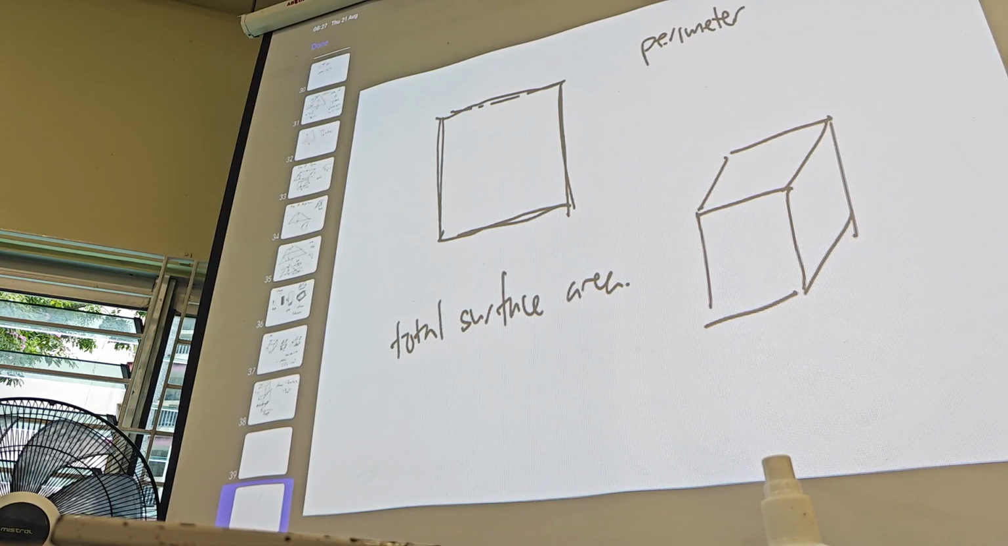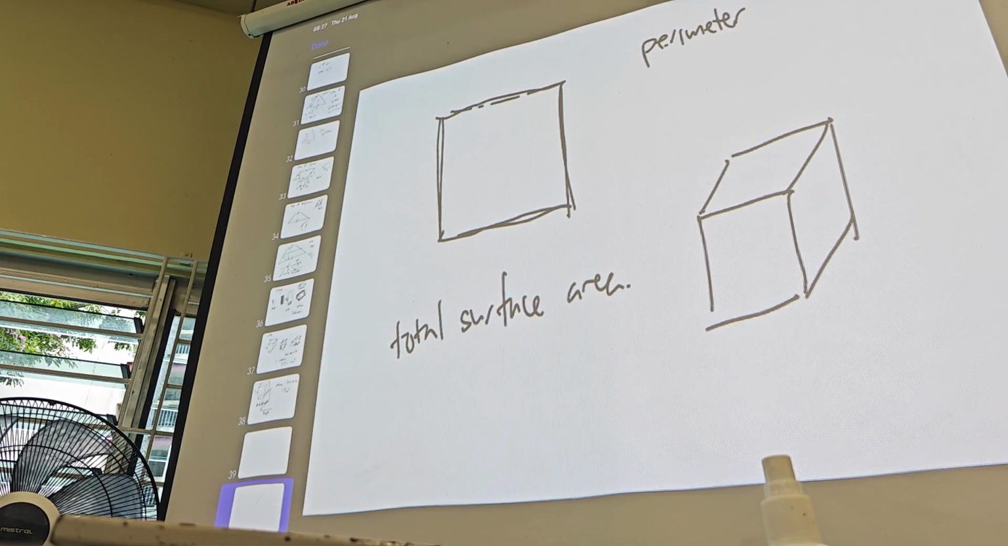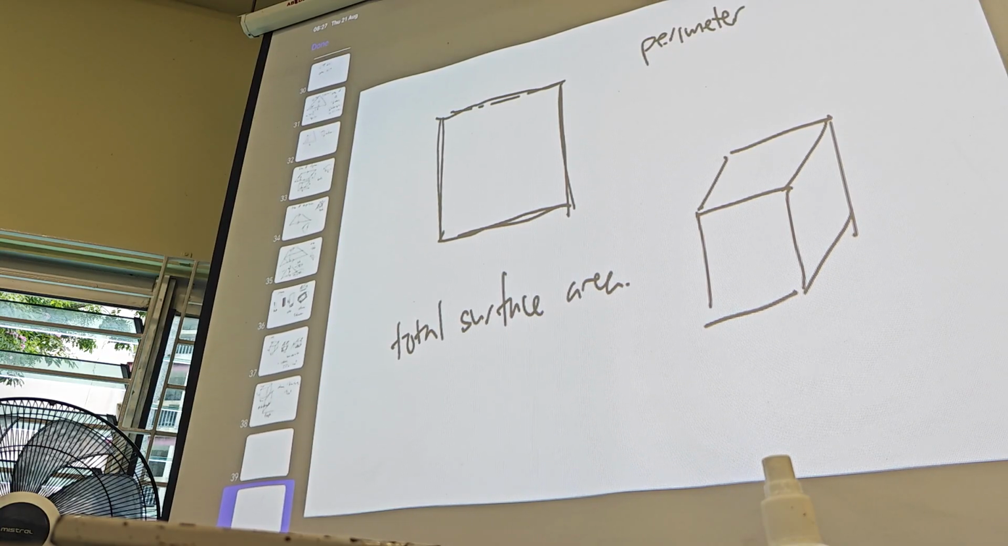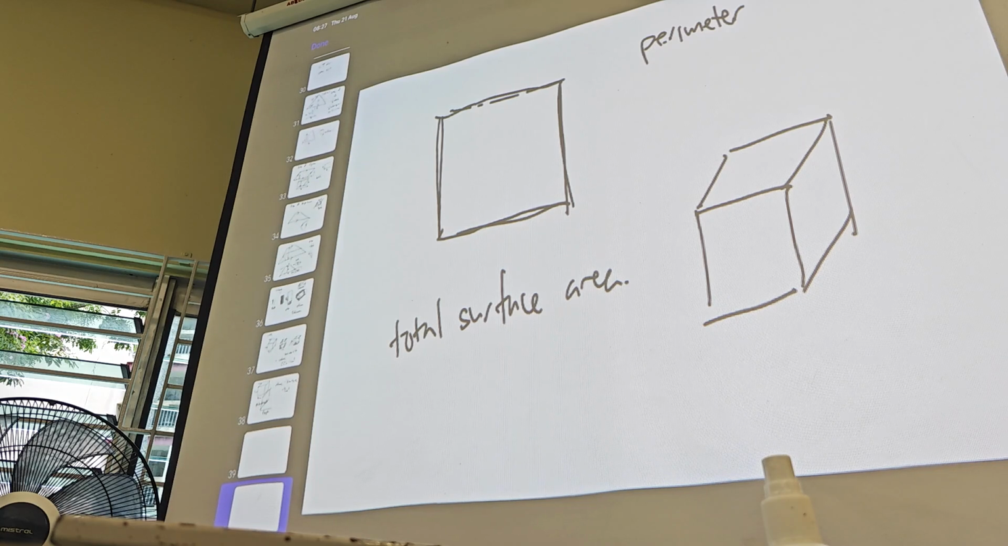And the last side, if this one is covered, there will be another surface here. So when we add up all these surfaces, it will be called the total surface area that is covering the box. So that is what we want to find when we talk about total surface area. Okay?